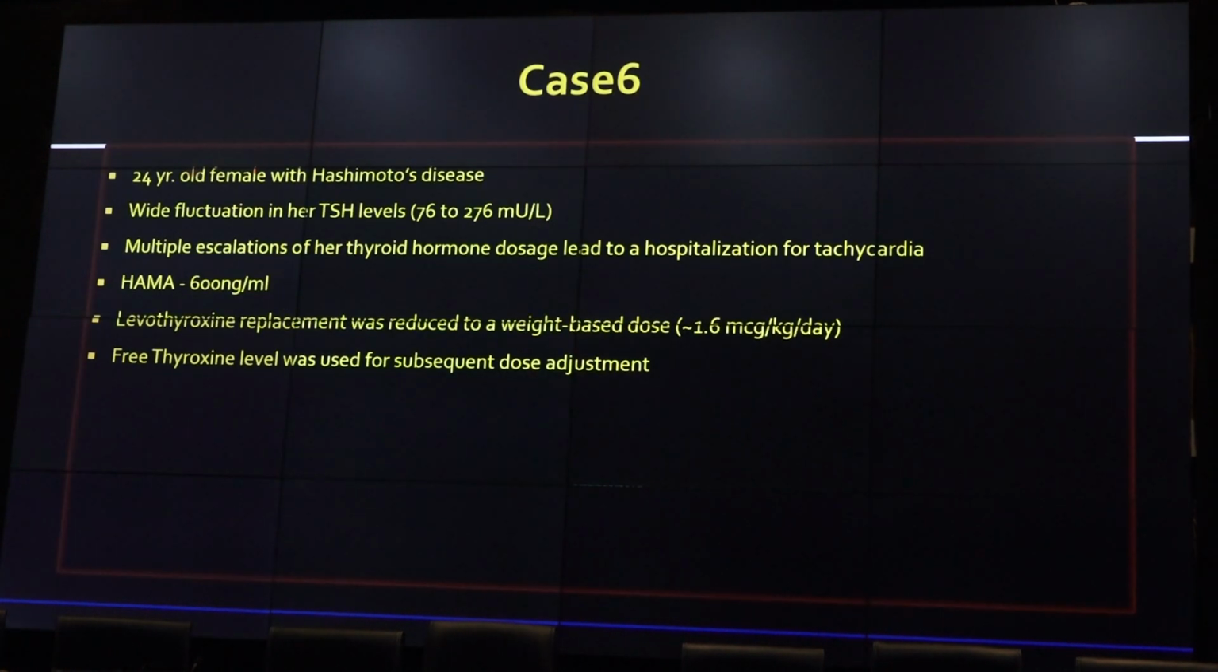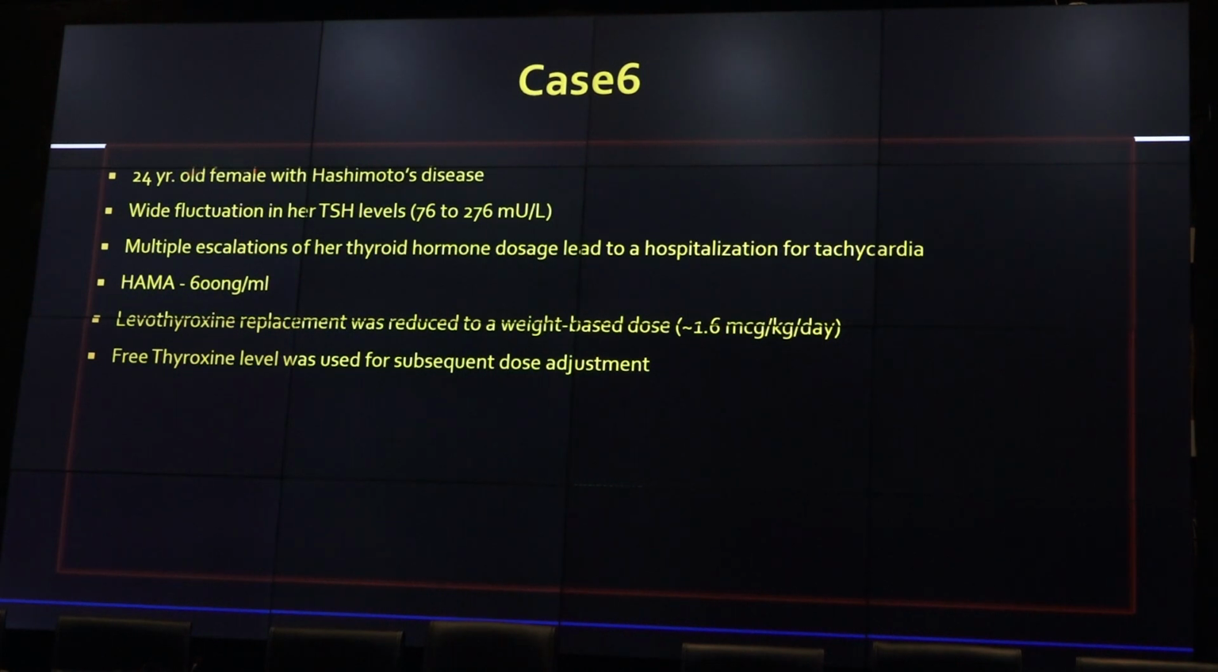Let's take 6th case. 26 years lady with Hashimoto's disease, TSH, there's a wide fluctuation between 76 to 276. Multiple escalations of a thyroid hormone dosage led to hospitalization for tachycardia, which is a usual thing. TSH is uncontrolled. Anybody in the world is going to change the dose, and FT4 was used for subsequent dose adjustment, and her levothyroxine dose was reduced to a weight-based dose because she got tachycardia. What was the issue here? Her blood.